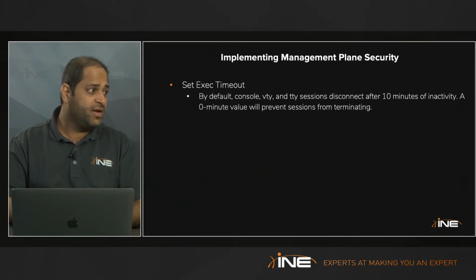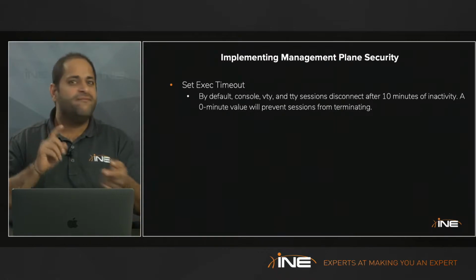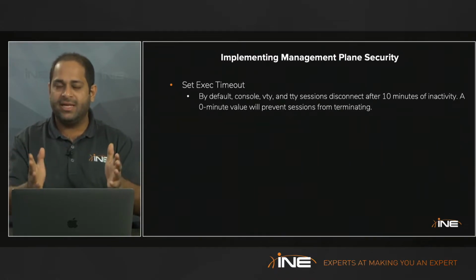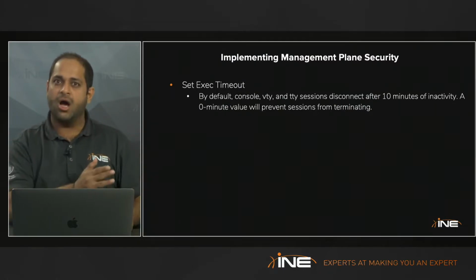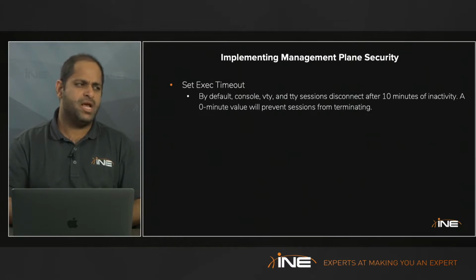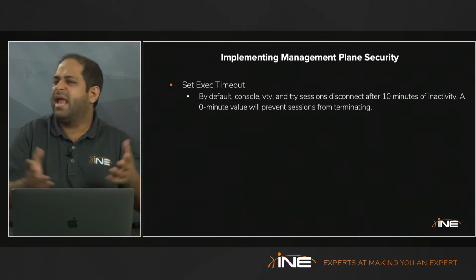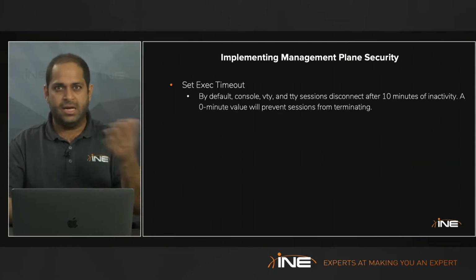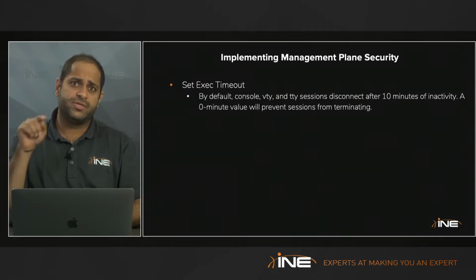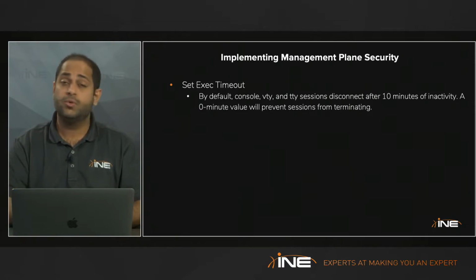So you should configure exec timeout so that your VTY, your console access, your auxiliary access basically gets timed out, or you get logged off if you're idle for a certain time. Again, Cisco's recommendation is maybe keep it like 10 minutes, so that if you're idle for 10 minutes, it will disconnect your session. However, if you set the value as 0, you would never time out.